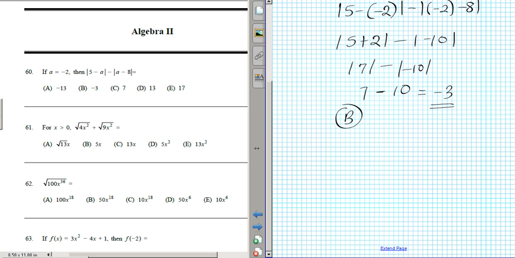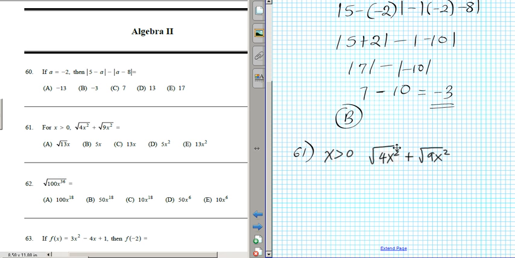All right, let's move on to number 61. So for number 61, it says if x is greater than 0, find the value of the square root of 4x squared plus the square root of 9x squared. Okay? Now, anytime you're taking the square root, what you're doing is you're dividing the powers by 2, or multiplying by 1/2. Okay? That's basically what the square root is.